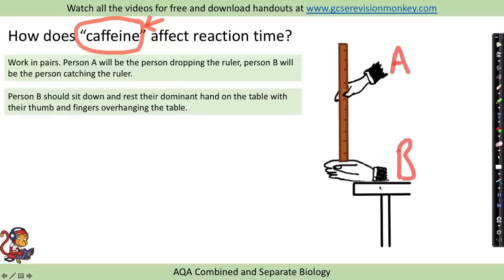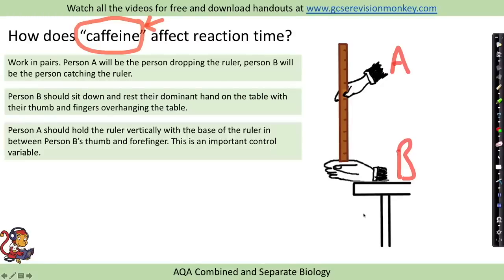Person B should sit down and rest their dominant hand on the table with their thumb and fingers hanging over the table. Person A should hold the ruler vertically with the base of the ruler in between person B's thumb and forefinger. This is an important control variable because you need to make sure that you drop the ruler from the same height every single time.